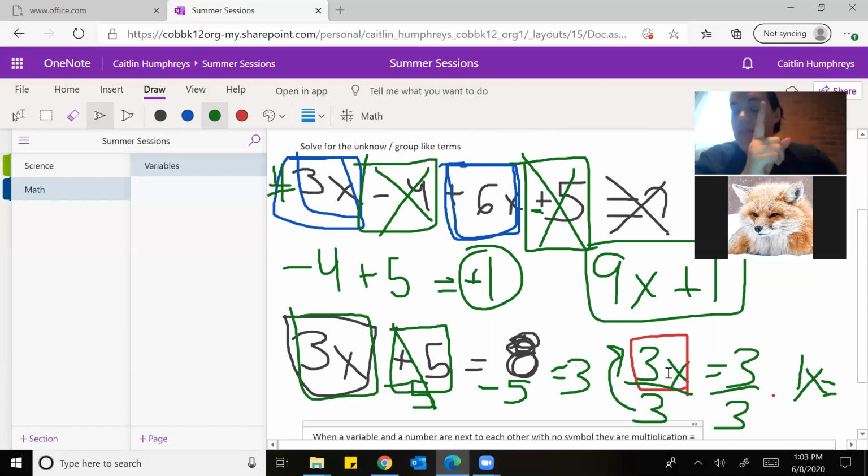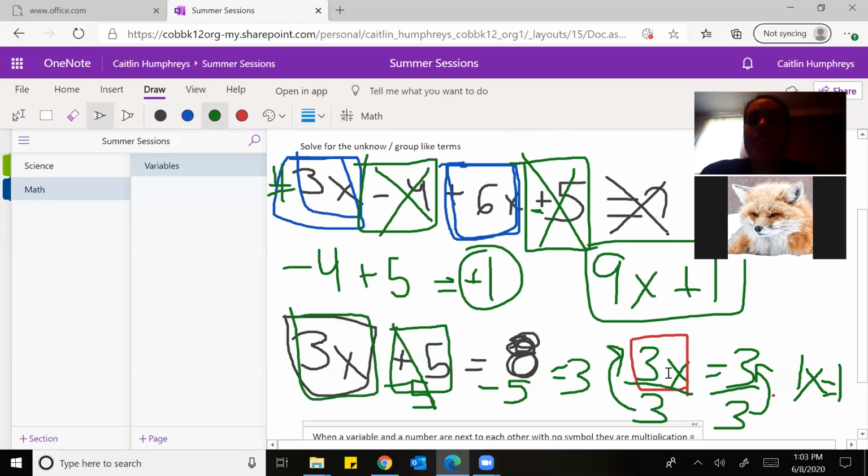So you should always have an invisible 1 in front of the x. You don't always have to write it because it's invisible. It's assumed. But if you have a variable that's just x, it's always one of those x's. Do the same thing on the other side. 3 goes into 3 one time. So 1x equals 1. I should be able to put this into any equation and it should work, right? Does that make sense?